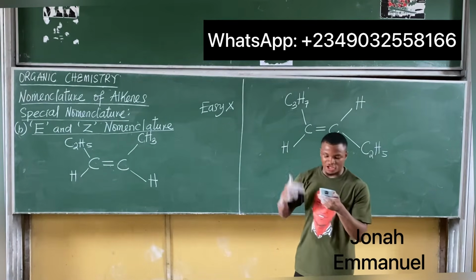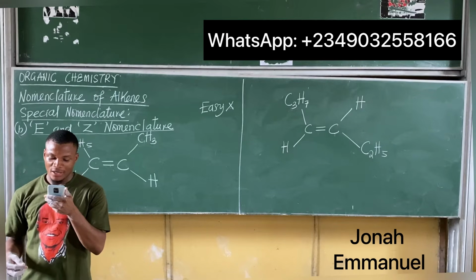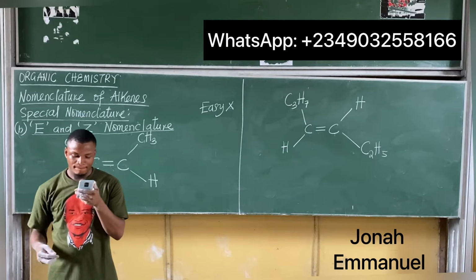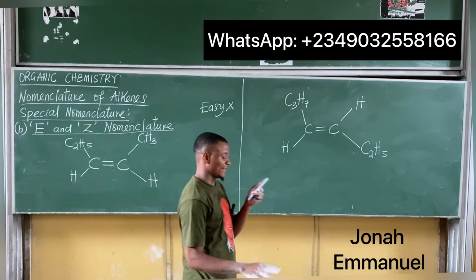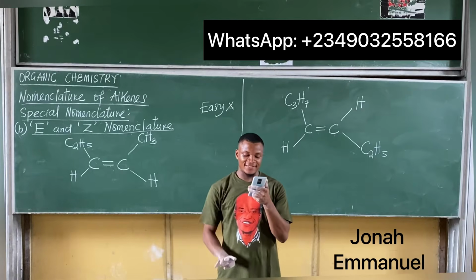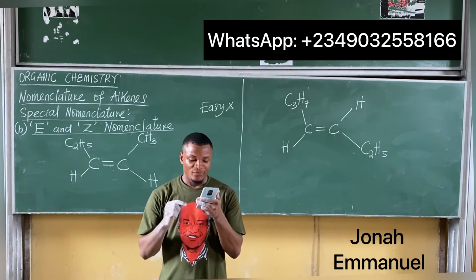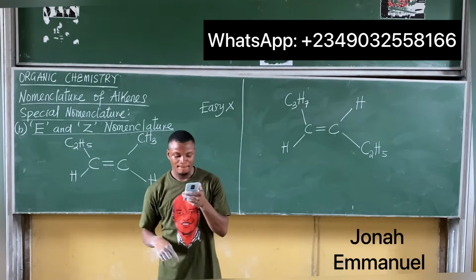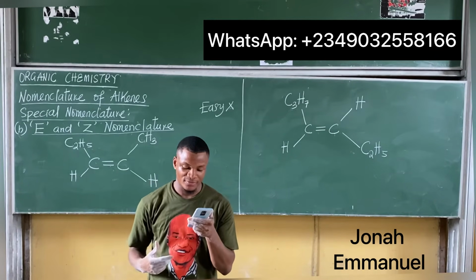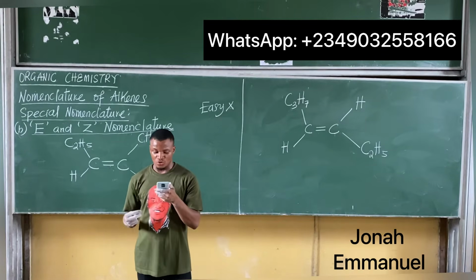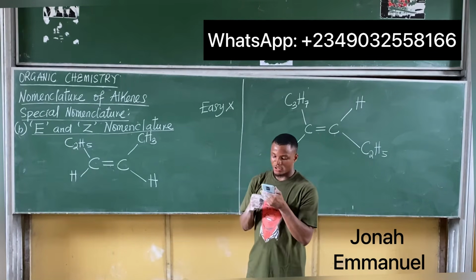Write down, please. The E and Z nomenclature can be used in place of the trans and cis system respectively, when an alkene does not bear two identical groups.